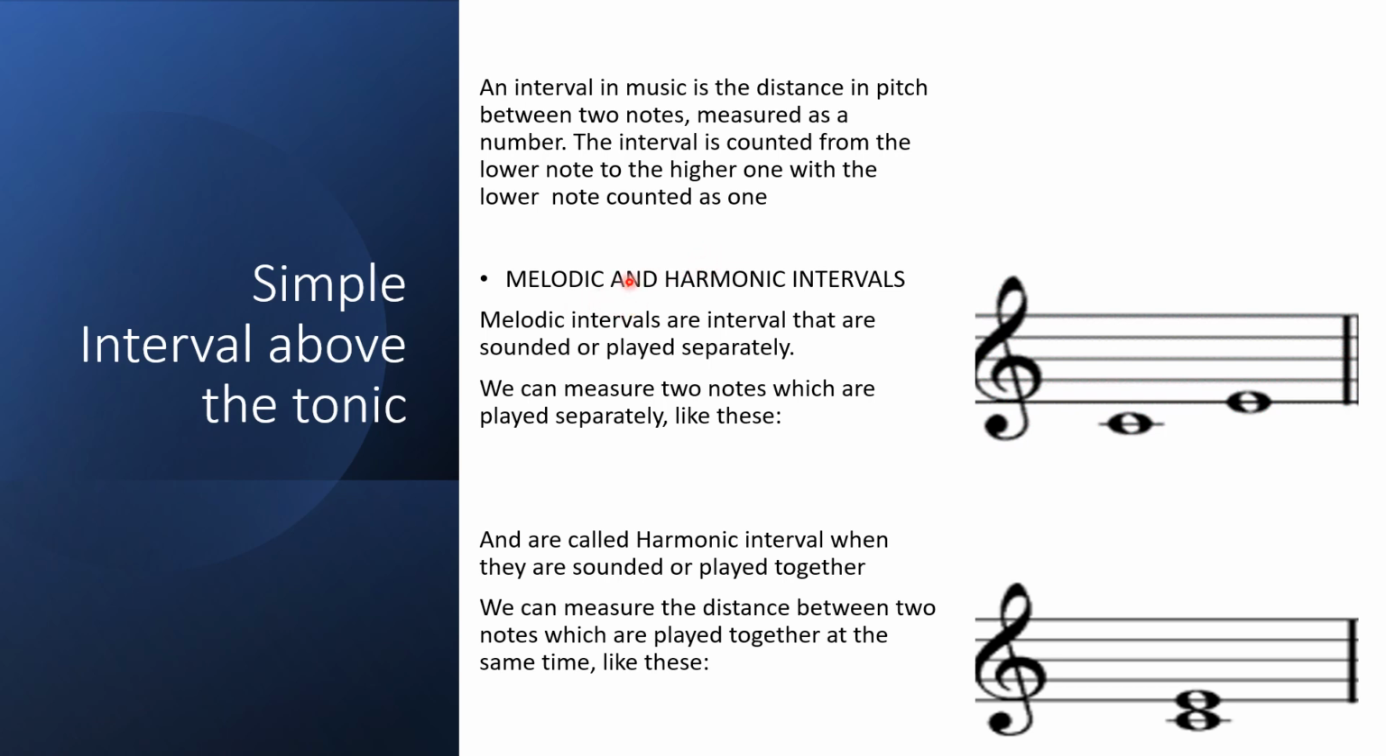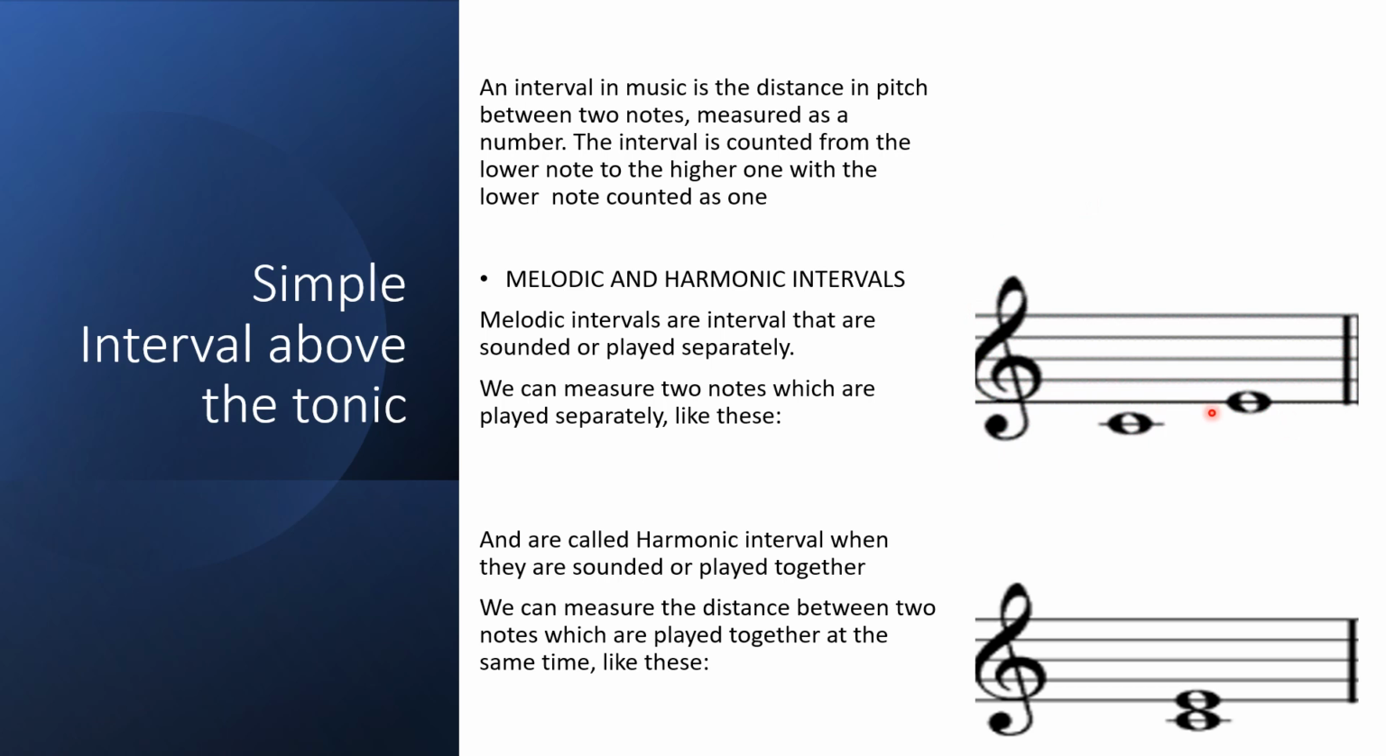So we have two types of interval, the melodic interval and the harmonic interval. What comes to your mind when you hear melody and when you hear harmony? The melodic interval is sounded or played separately, one note before another note, while the harmonic interval is when you play two or more notes together. So let's say you have the first note, the third note, and the fifth note being played together or sounded together.